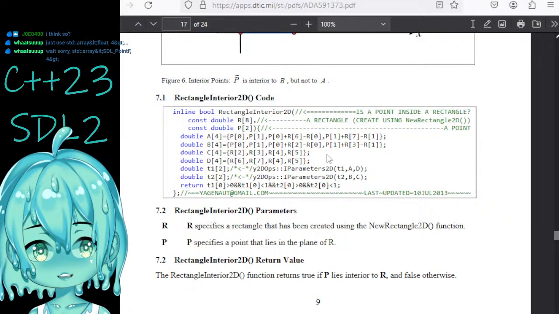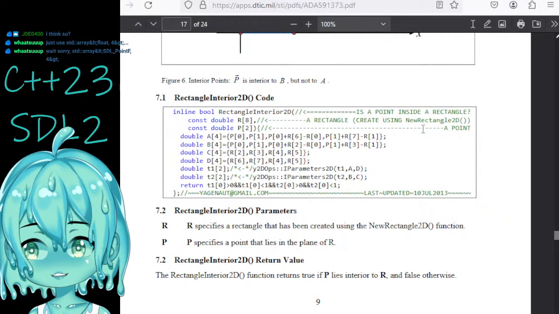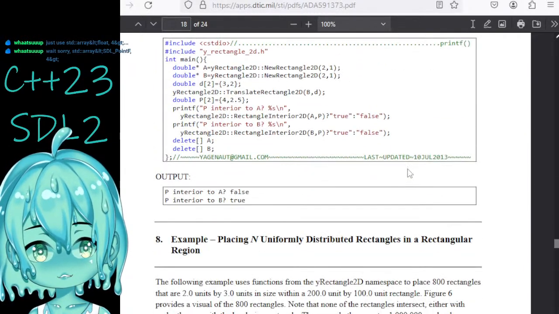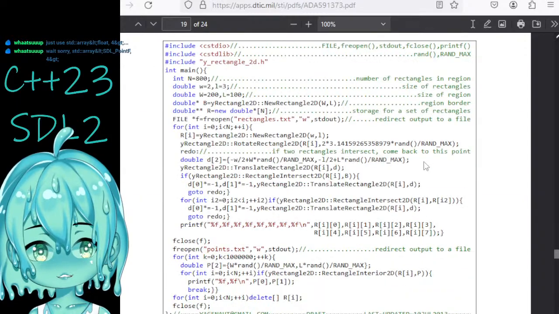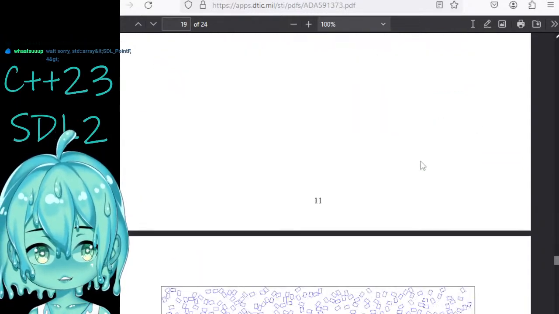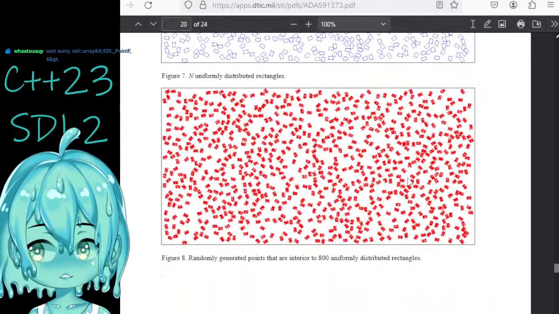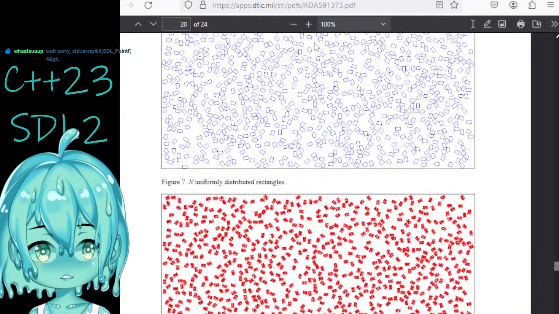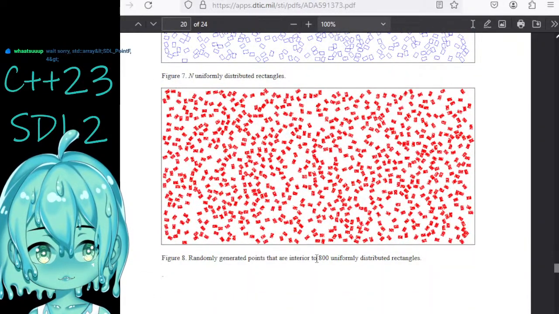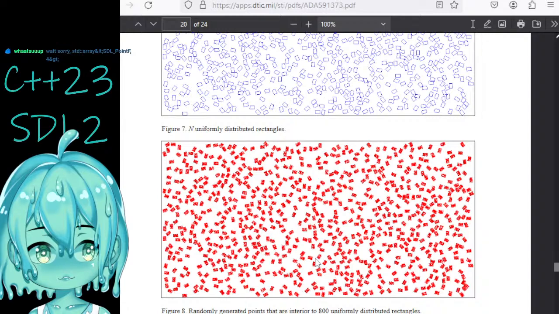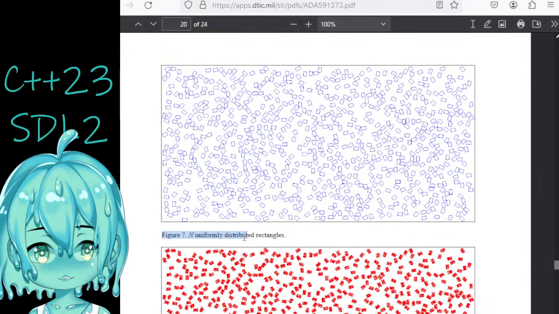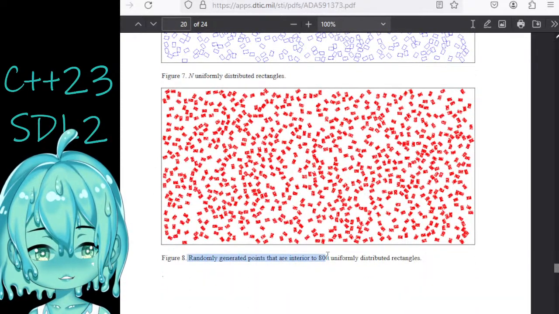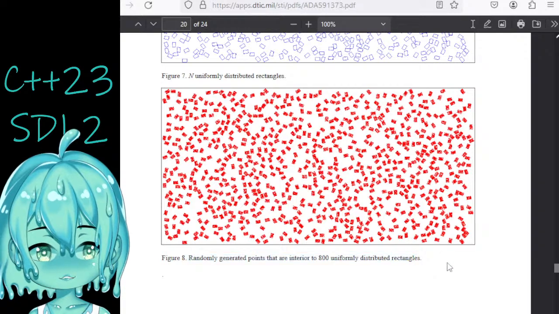Wow. I mean, if we're gonna be making a rectangle collider, like at this point, oh, you know what? This wouldn't work either. Because it's gonna suffer from the same issue where, well, 1, it's doubles. 2, it's on a 2D array. Oh, well, look at that. That worked. So these are what? Oh, I see. So n uniformly distributed rectangles, and then this is randomly generated points that are the interior to 800 uniformly distributed rectangles. Okay.